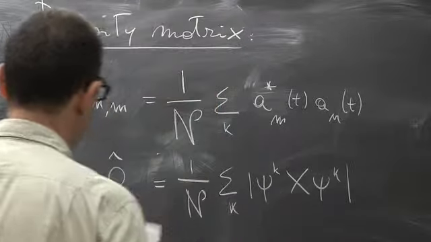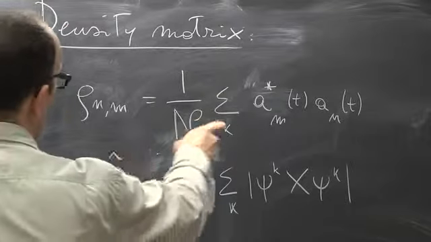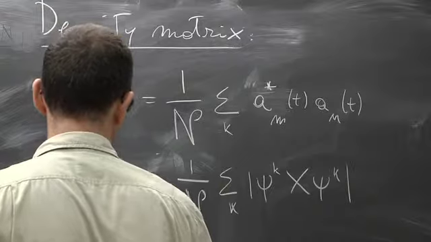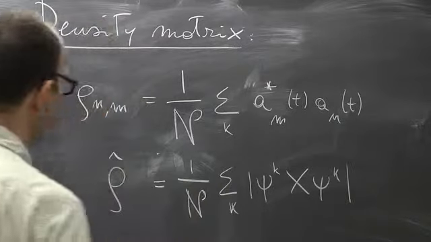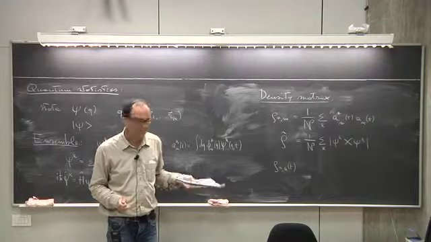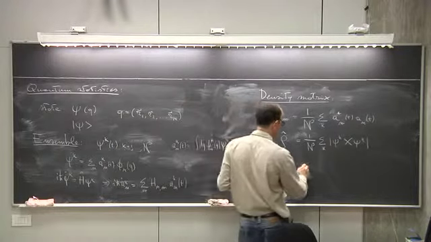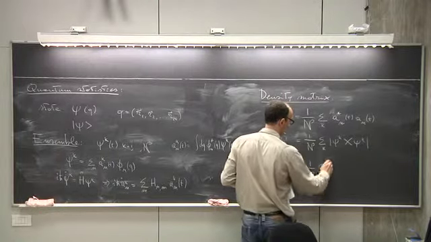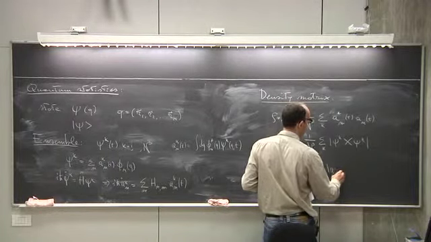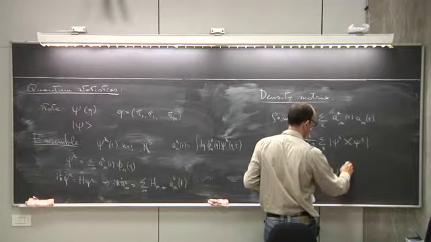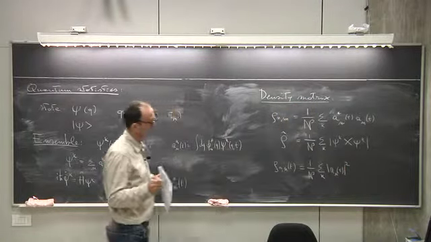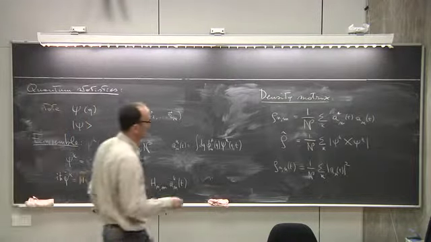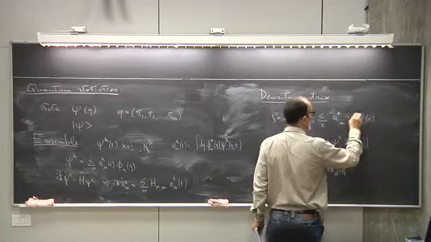For now, you see that if you compute the diagonal elements of the density matrix, this is precisely 1 over N sum over k of a_n of t modulus square. So this is precisely the probability that in a copy, so there is a k here.